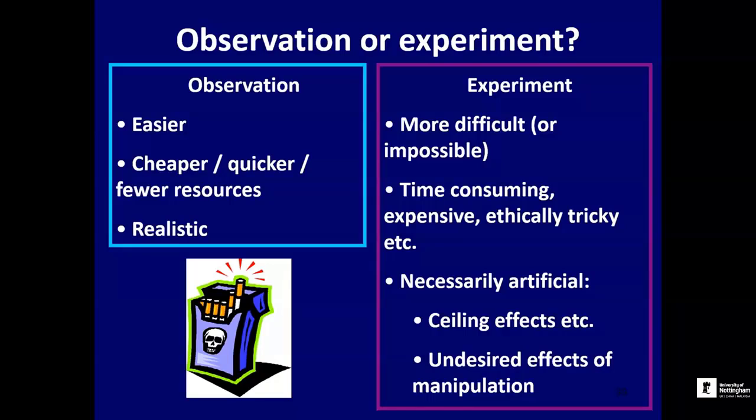Another major advantage of observational studies is that they tend to be realistic, in the sense that they tell you what's going on under real conditions. In experimental situations where you manipulate variables, there's always the risk that you choose unrealistic situations or unrealistic values for the parameters that you're changing. We looked at ceiling and floor effects earlier on, for example, which are potentially a real problem in experimental studies.